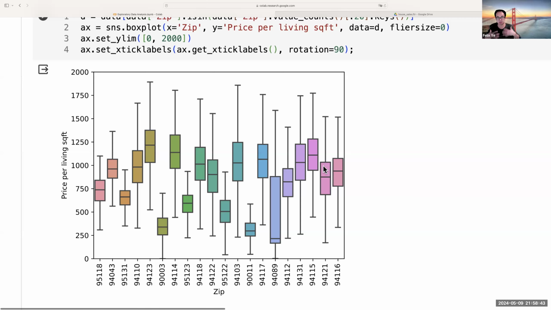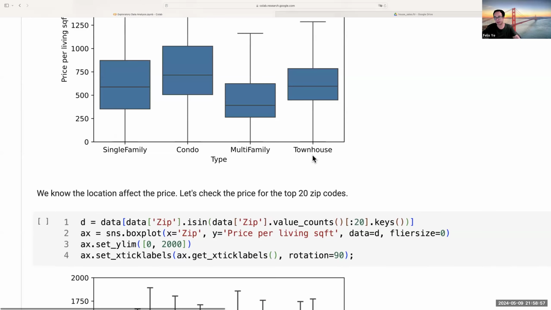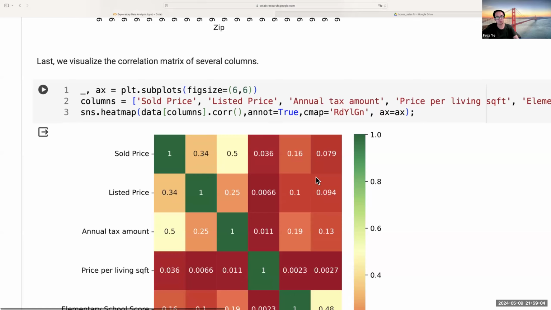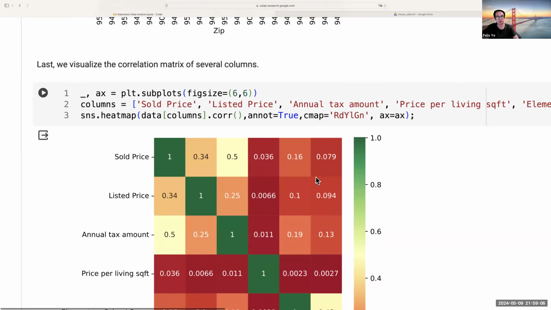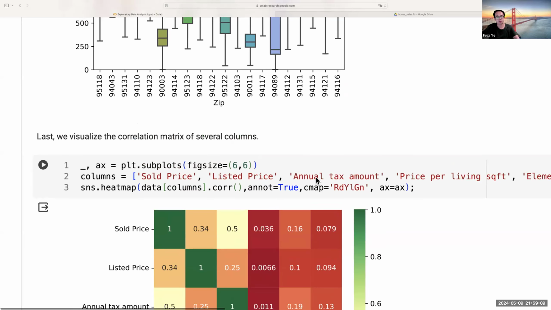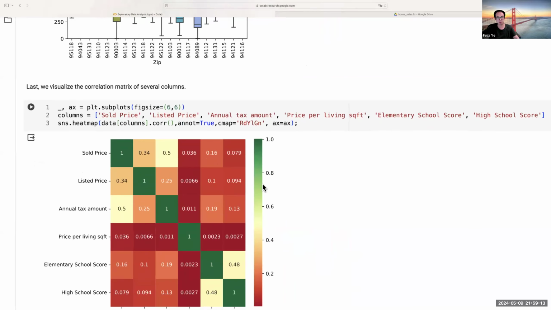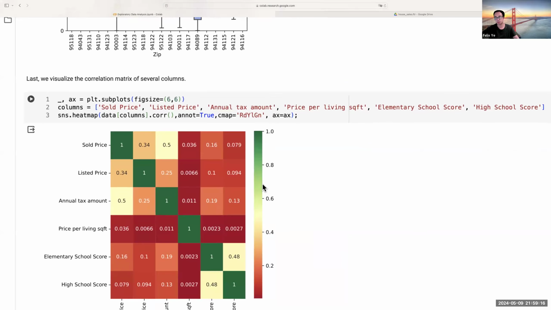Some zip codes have significantly different prices, and it could significantly impact the housing prices by identifying whether this house is in a good location or not. Also, this is probably the end. It's the correlations. These are also very important because, in fact, we are going to talk about something like this in PCA.